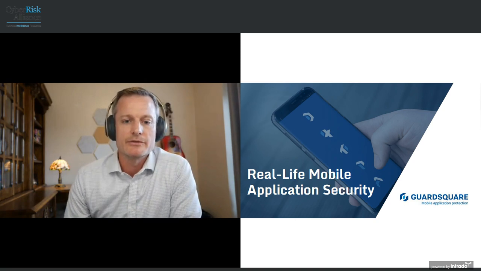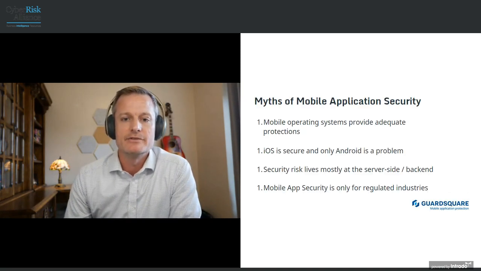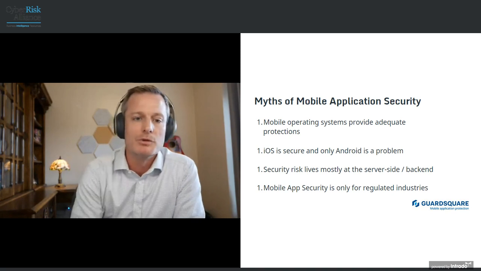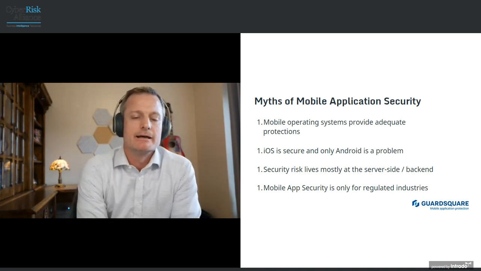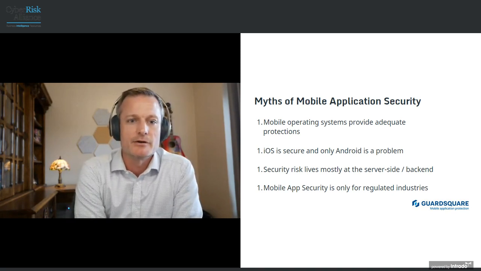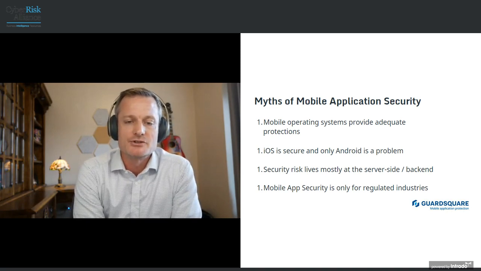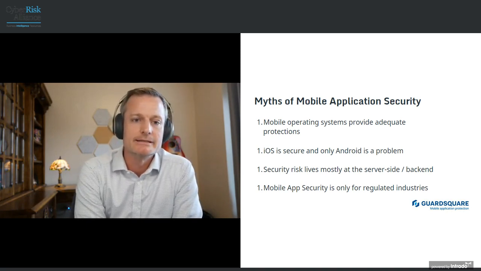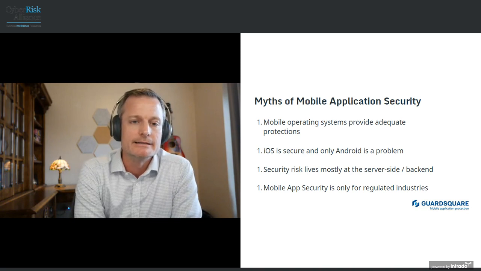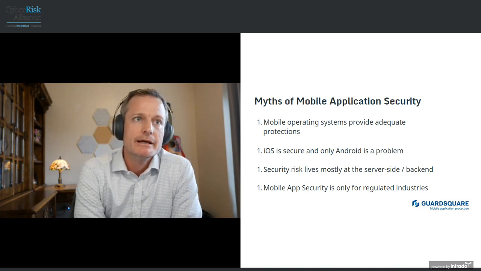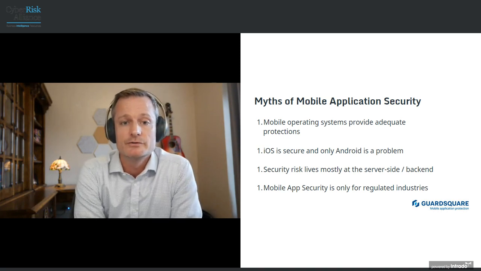I want to start with some of the myths around mobile application security, because I think there's a lot of misconceptions out there around mobile application security, whose responsibility it is, and how we handle it. The first myth that we see commonly held is that mobile operating systems provide adequate protections. And I think this myth stems from the concept that the native operating system implements some level of security control.